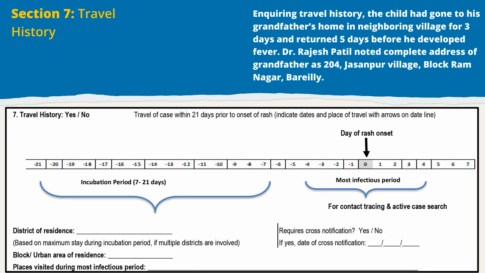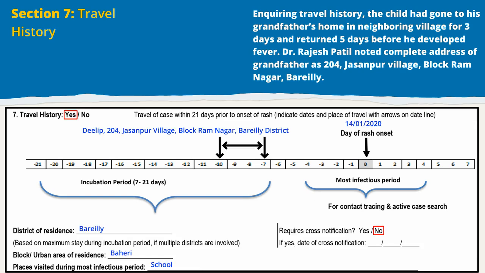Take complete travel history in each case and write the addresses in the CIF. The case might have acquired the disease where he or she has stayed during the incubation period, and the case should be cross-notified to the concerned district. Most infectious period for measles is 4 days before and 4 days after the onset of rash, and based on travel history, contact tracing and active case search should be done at these places.